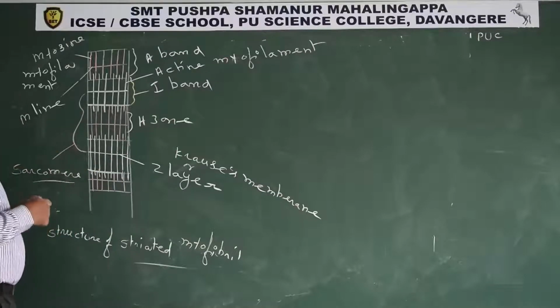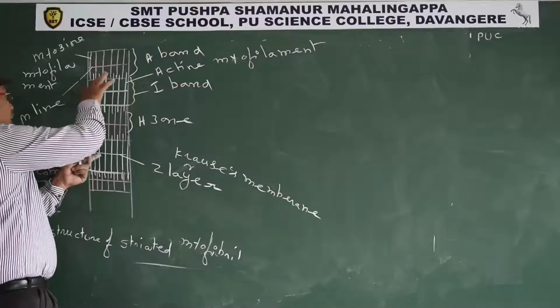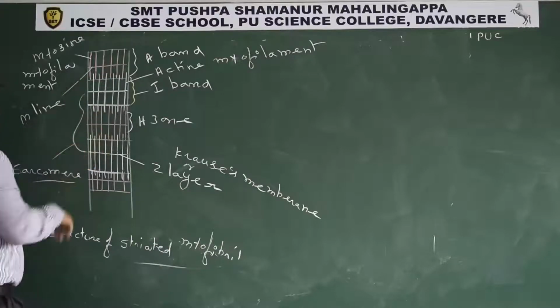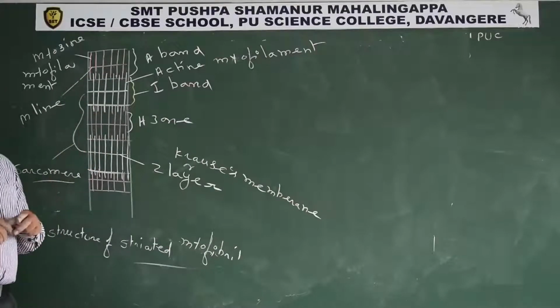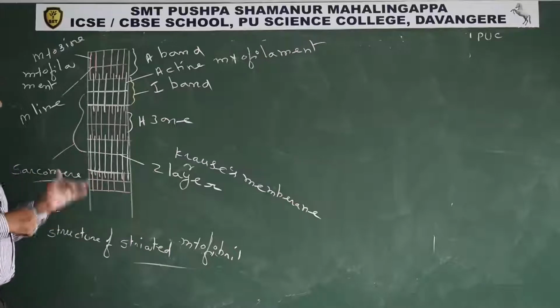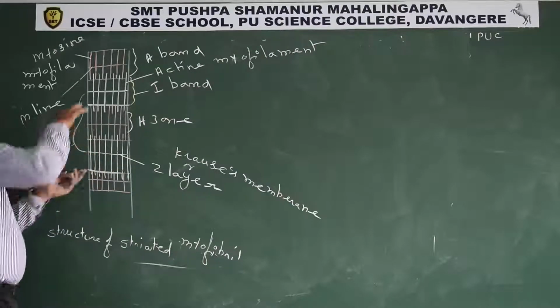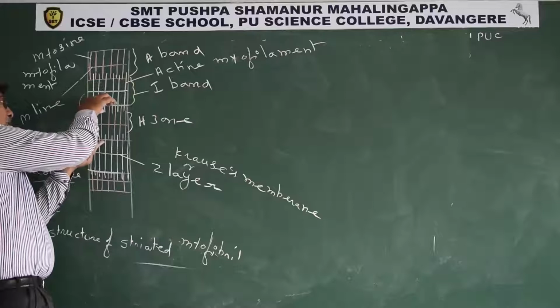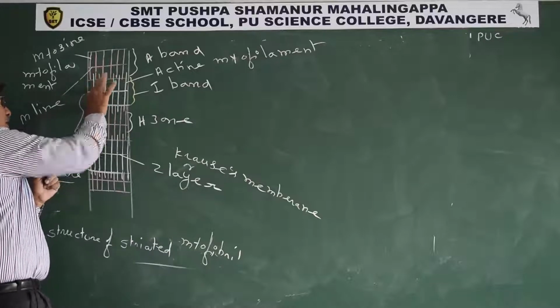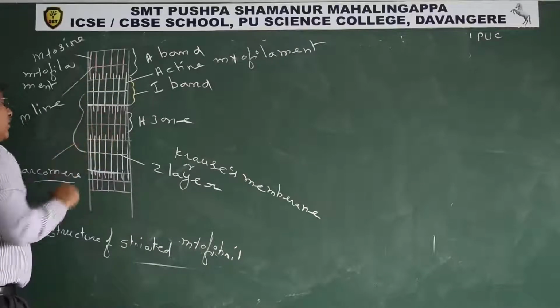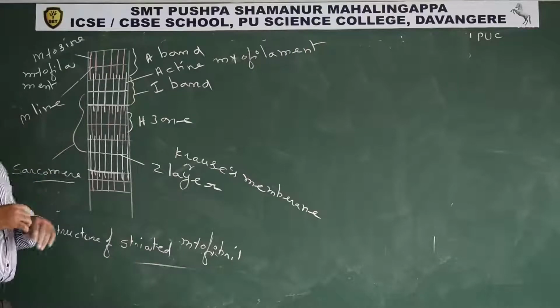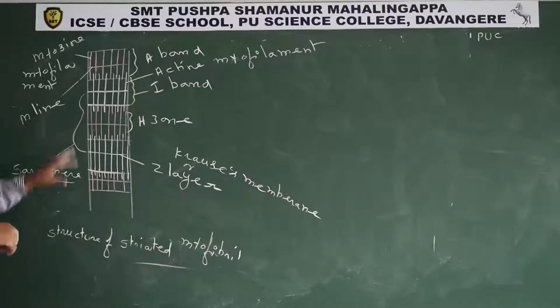The portion of the myofibril between two successive Z layers is known as sarcomere. Sarcomere is the functional unit of muscle. Sarcomere contains the complete A band, above the A band half of the I band, and below the A band half of the I band.